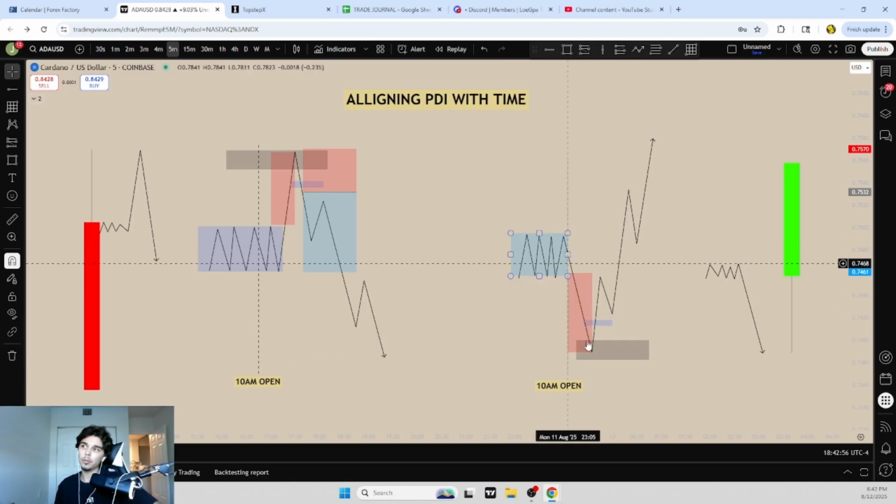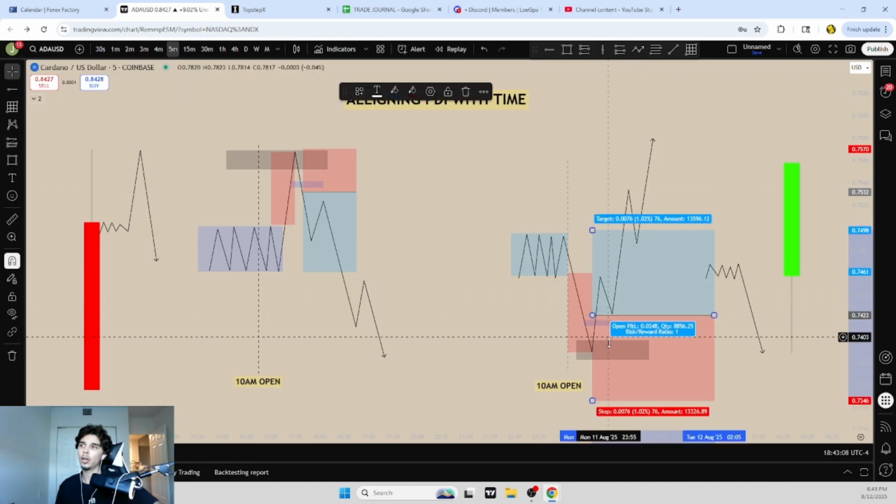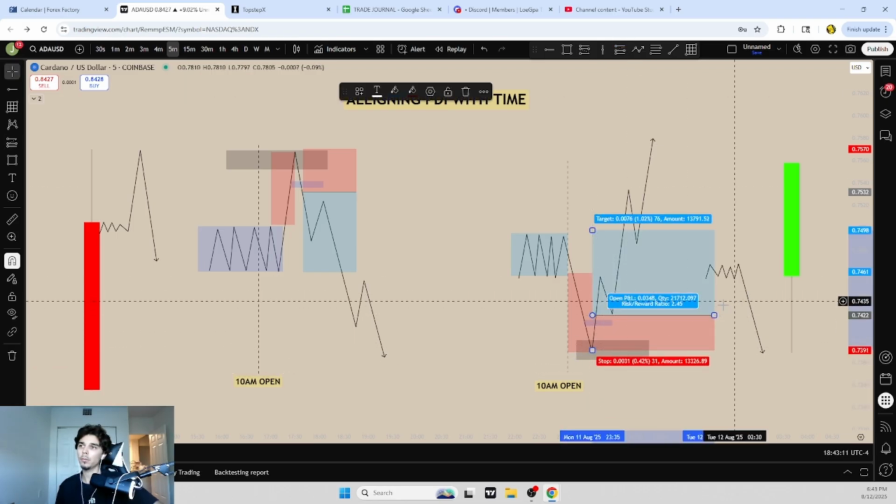10 a.m. opens, we instantly come lower, putting in a low to the wick right here. Boom, boom, boom. And what do we do? We reject this bullish PD array, also disrespecting bearish PD arrays, so we can assume price wants to change direction and go higher. What can we do? We can enter off the inversion, right?